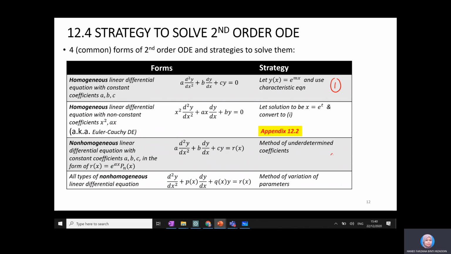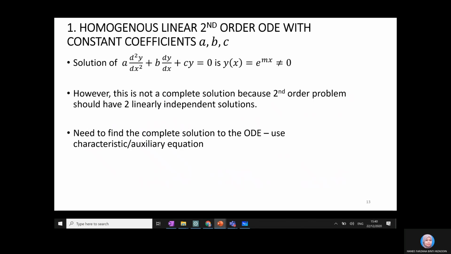So this one, number 2, and number 3, you just need to follow through from appendix 12.2.